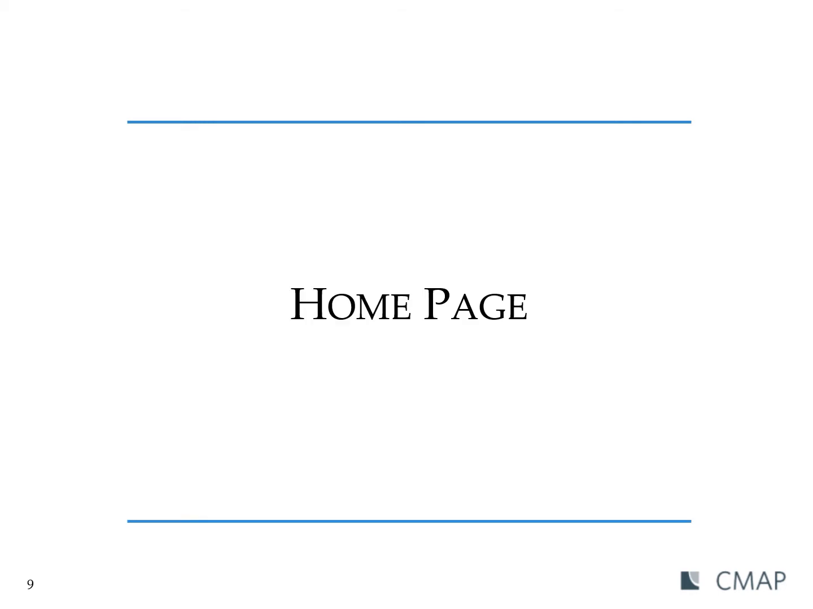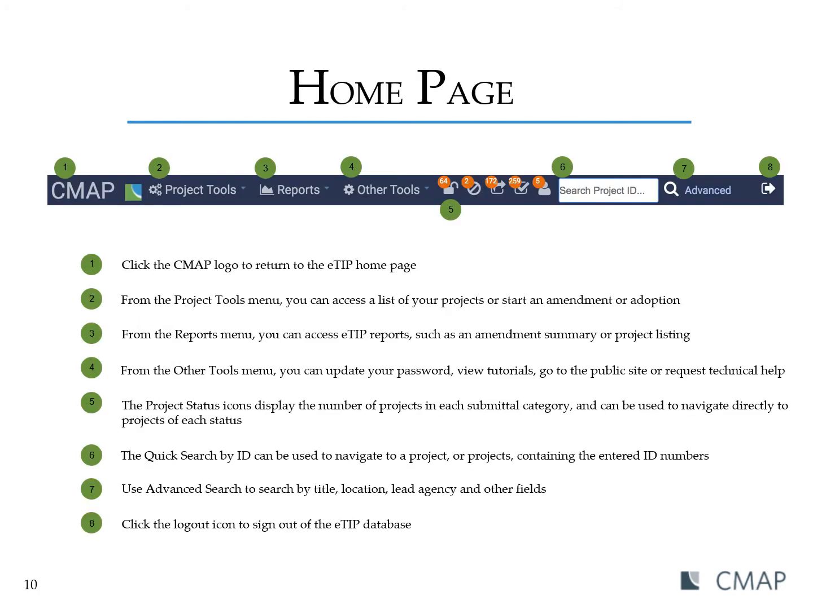So now we're just going to step through the eTIP homepage. All users have the same navigation bar at the top of the homepage. I'm not going to read all of this to you; we're going to step through the different menus in a moment. I do want to highlight that at any time, you can click the CMAP logo in the top left corner to get back to the home page.